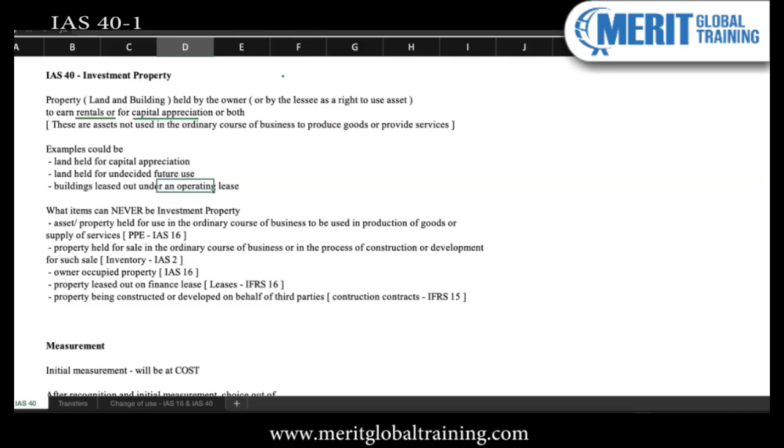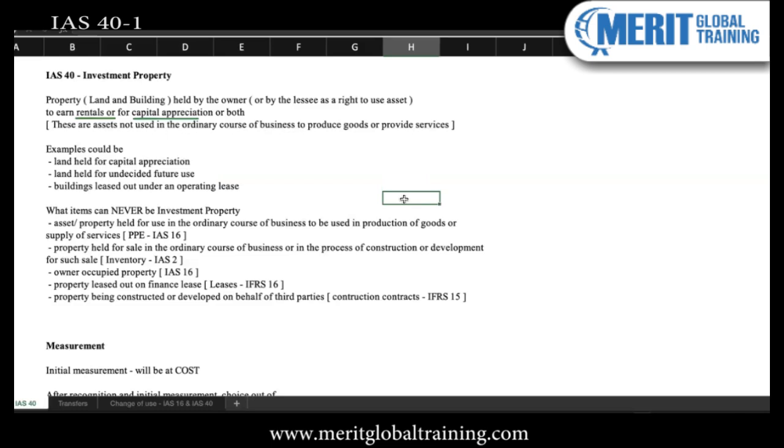Land held for undecided future use is also investment property, as are buildings leased out under an operating lease. What are operating leases? Operating leases are those lease agreements where the ownership of the asset does not pass on to the tenant or the lessee at the end of the lease term. More on this when we study IFRS 16 a little later.